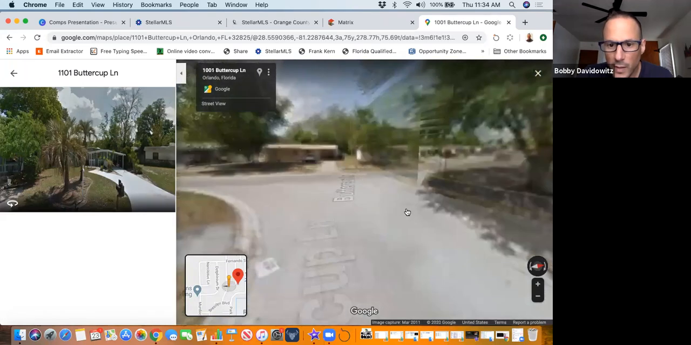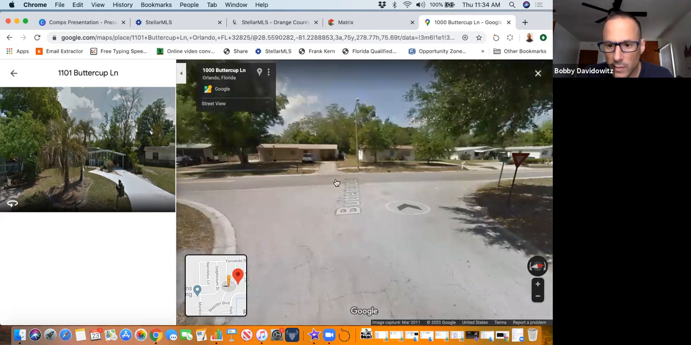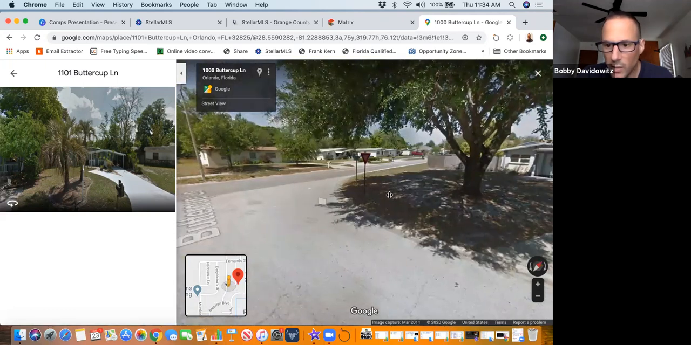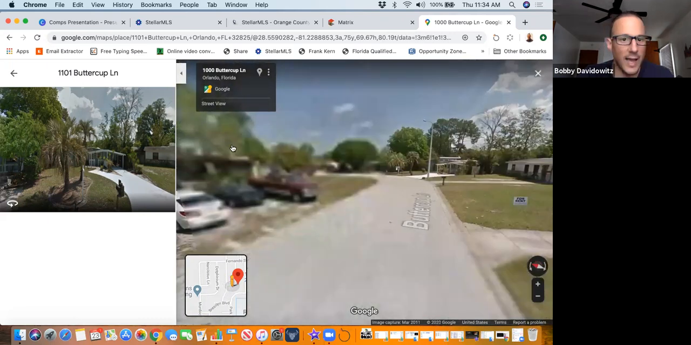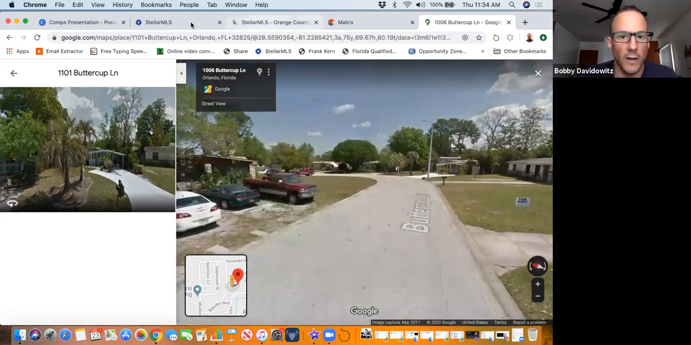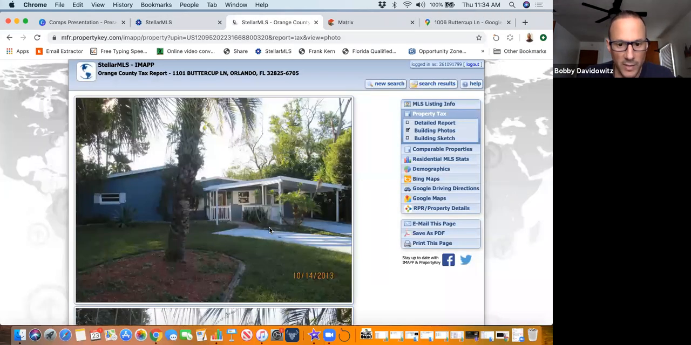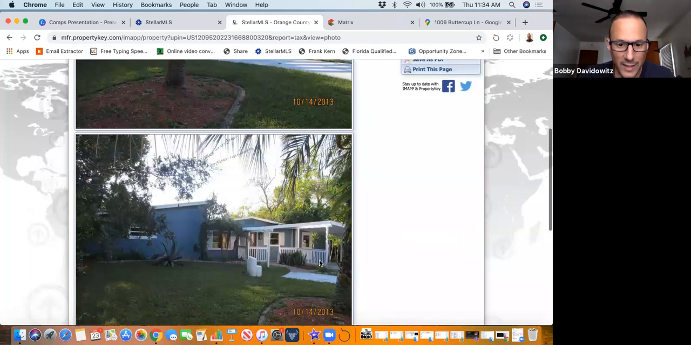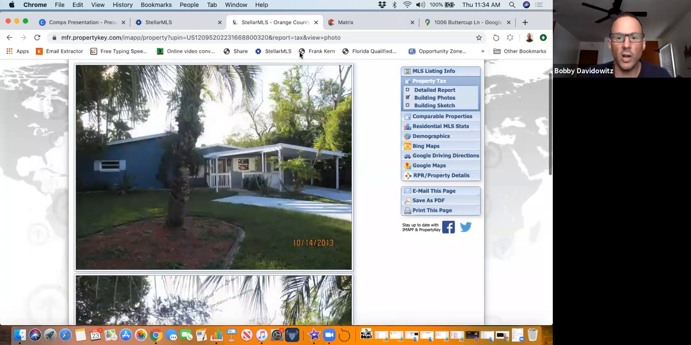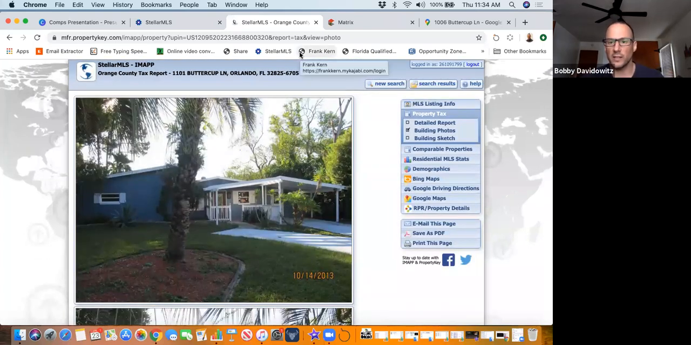Okay. So this is just a good way to look around and see what kind of neighborhood you're in, what things look like. And once again, I kind of like the way mine looks versus some of these other ones. I mean, this was taken in 2013 when they bought it. Might not look exactly the same, but it looks pretty clean. Okay. So now I got a good picture of what things look like.